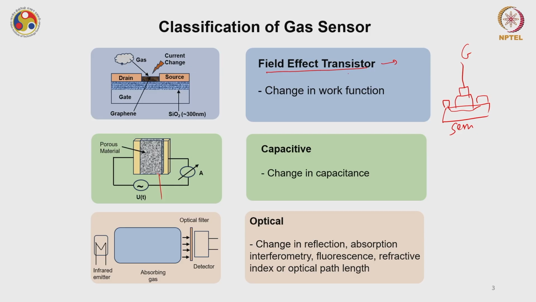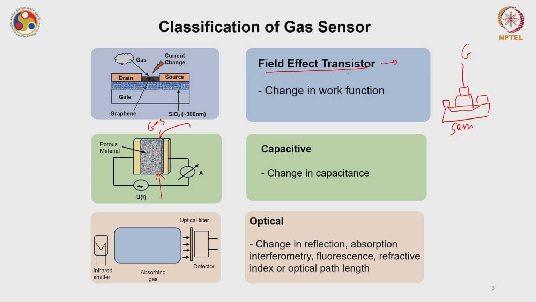Okay, then we have the capacitive gas sensor, where mostly insulating materials or dielectric materials are placed between two plates, and with the exposure to some gas molecule, the dielectric property of this film changes. Okay, and based on that you have a change in the capacitance. Okay, and that is measured in terms of, say, change in the charge or change in the voltage. Okay, that's how capacitive gas sensors work.